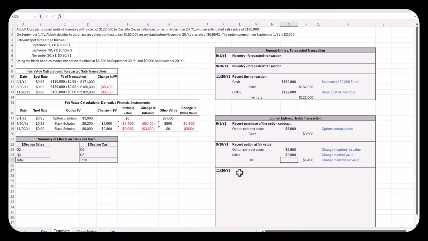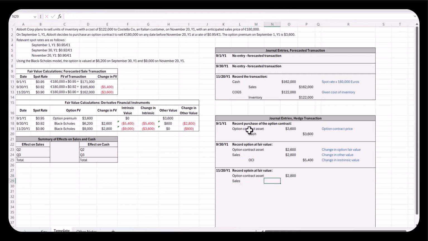Now let's fast forward to 11/20th of year 1, and we're going to do the same thing. We're going to record the option at fair value. This is the transaction settlement date, but before we can settle the option, we've got to mark the option to fair value on our books. So we're going to do basically the exact same journal entry we did just a moment ago. We're going to debit the option contract asset for the overall change in the fair value, which, as of 11/20th, is an increase of 2,800.